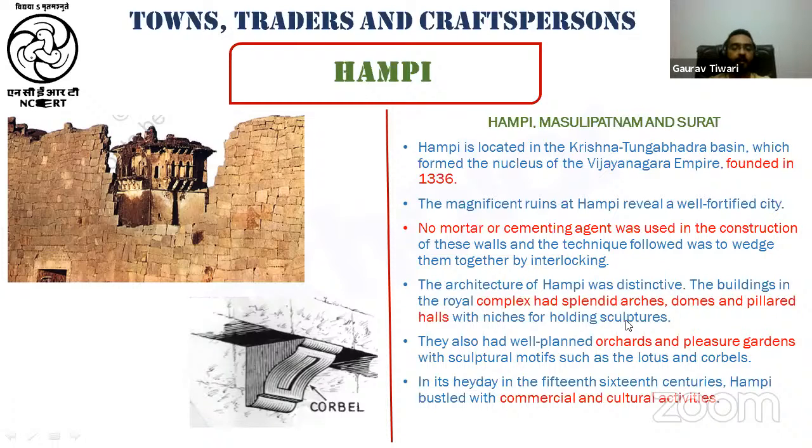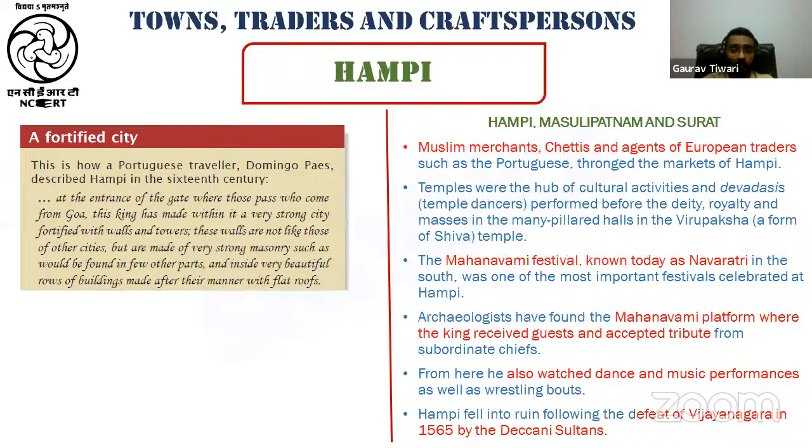They also had well-planned orchards and pleasure gardens, apart from these splendid domes and arches. That is, apart from buildings, there were other things for leisure, gardens and orchards. In its heyday, that is in its prime, in the 15th and 16th century, Hampi bustled with commercial and cultural activities. That is, it was the center for all the commercial as well as cultural activities. Various types of merchants like Muslim merchants, Chettis, and agents of European traders, the Portuguese, all thronged the market of Hampi, actively participating in this market.